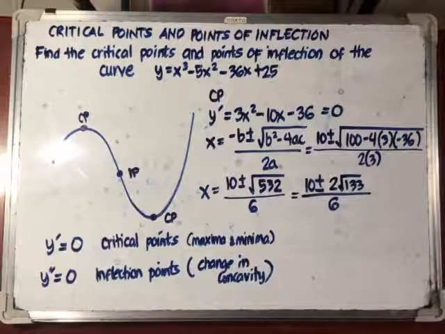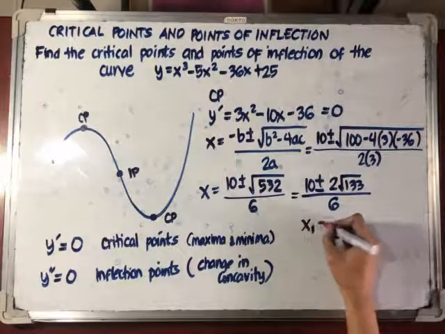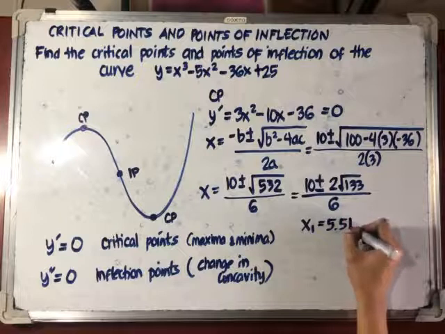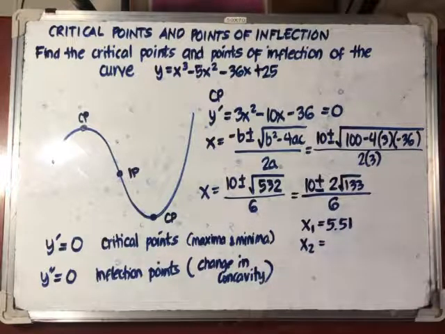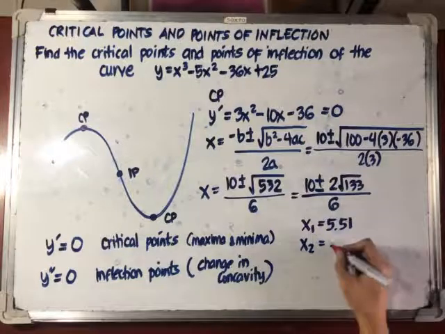Siguro to facilitate an easier substitution, kung ang calculator nyo nakaka-store naman ng ganitong values, you can store that one, or pwede din i-decimal siguro natin siya. Lagay natin yung 10 plus 2 square root of 133 divided by 6, that is 5.51. Lagay ko dito, x sub 1 is 5.51. X sub 2 naman would be 10 minus 2 square root of 133 divided by 6. That would give us negative 2.18.